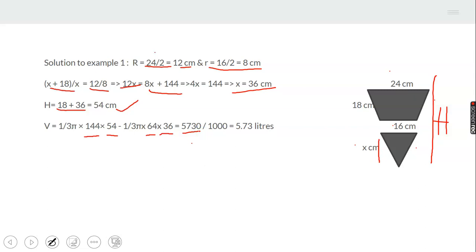And this will give me 5,730 centimeter cube. But because we are converting it to liter, we divide by 1,000. And the answer will be 5.73 liters. And that's the solution.